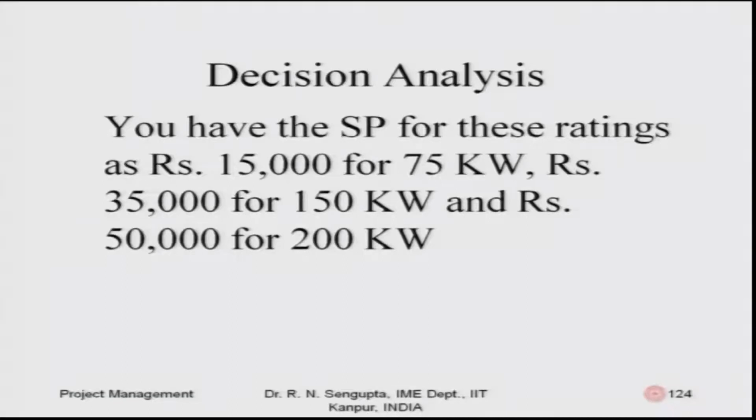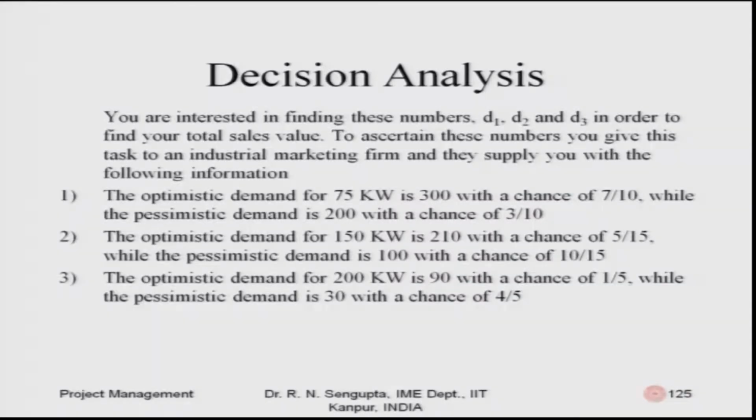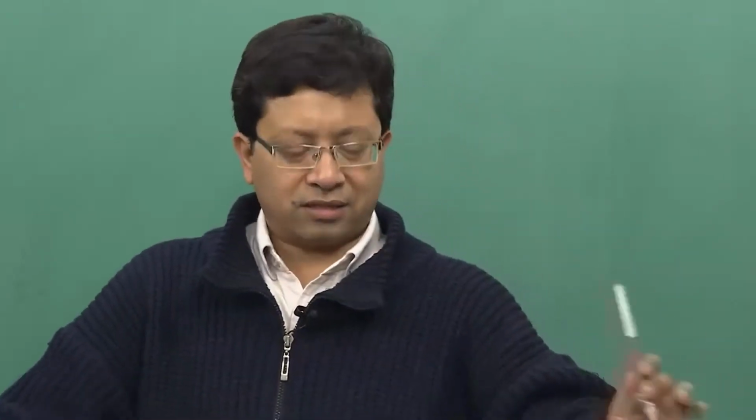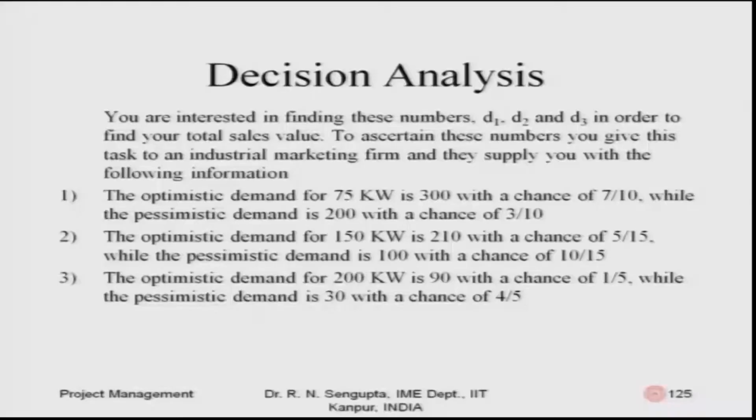You have the selling price for these ratings: rupees 15,000 for the 75, rupees 35,000 for the 150, and rupees 50,000 for the 200 kilowatts. What you are interested in finding out is the demand numbers D1, D2, D3 with certain probabilities, such that you can find the overall input on the profit front. We are not going to consider the cost structure for the time being. So, what you would need would be like this. Let me write in a very simple manner.